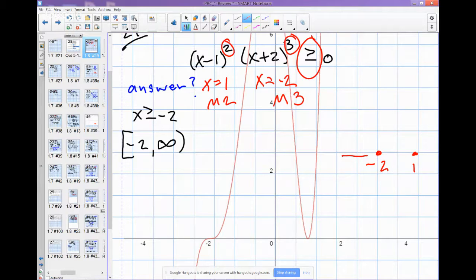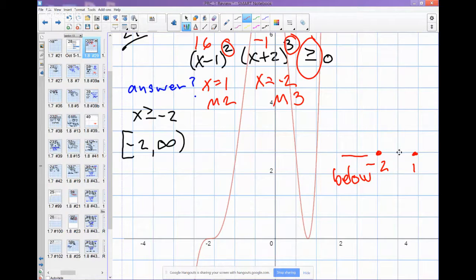-4 squared is 16. Okay. Then plug in -3 again. -3 plus 2 is -1, and -1 cubed is -1. What's 16 times -1? -16. Is that greater than or equal to 0? No. So this is, let's just say below, because it comes out less than or equal to 0.